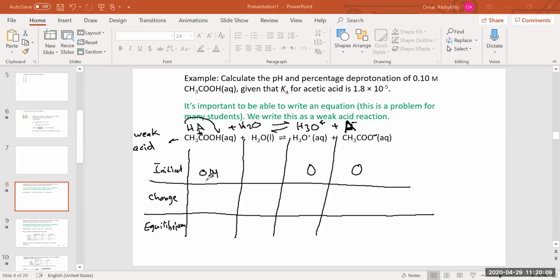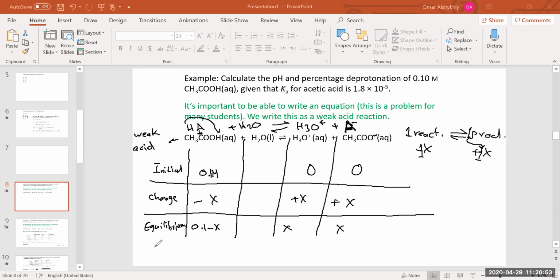The change will be x, but for the reactant it will be minus x, negative x. For the product it will be positive. So here, reacting will be minus x and the product will be plus x, and 1x because I have one product, one reactant. Don't forget the coefficient. So here minus x and plus x, plus x. At equilibrium: 0.1 minus x, x, x.